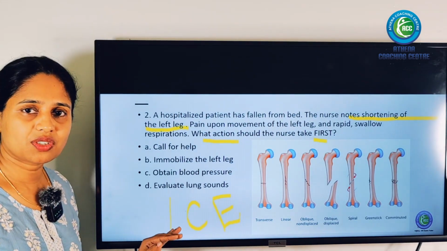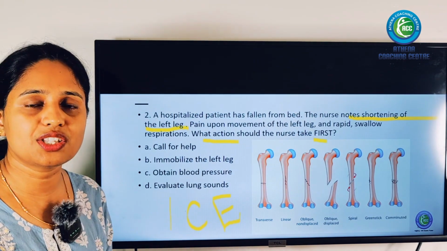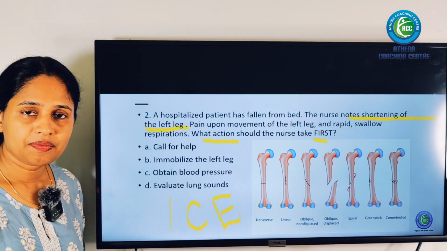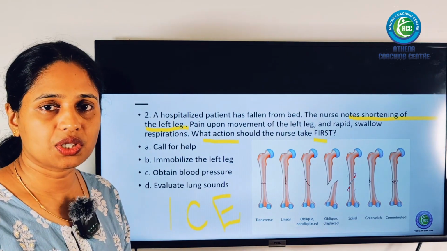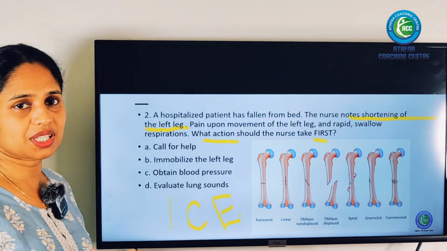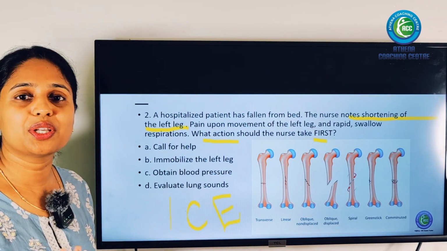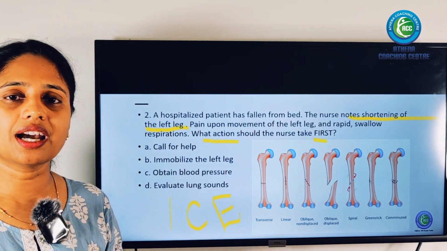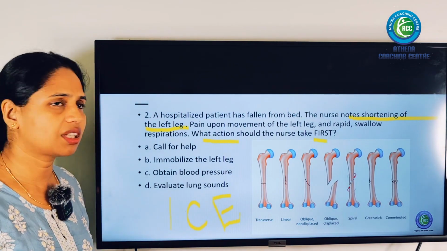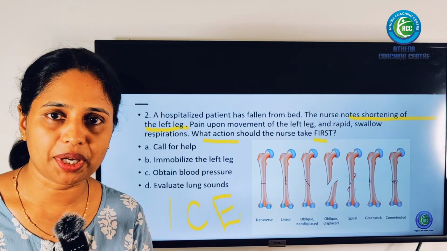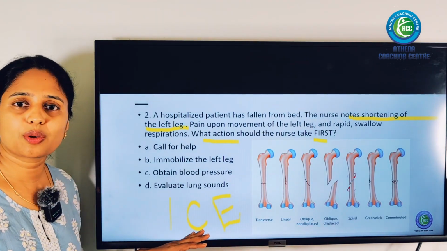So why immobilization? Immobilization is usually necessary to prevent further fracture or complications of fracture and fat embolism. Clear? Why cold application? To reduce swelling. Usually in fracture, what happens? There may be chances of swelling. Swelling is because of cellular inflammation. So swelling is associated with a fracture.